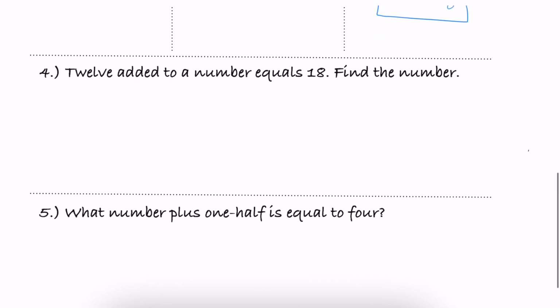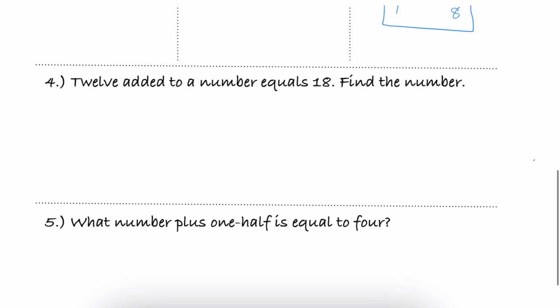Number 4 and number 5, we're going to write an equation for the verbal expression that we're given, solve that equation, and then check the solution that we get. So let's try this with number 4 first. 12 added to a number equals 18. So 12 added to a number, let's call this number n. 12 added to a number n equals 18. So find the number, so find n.